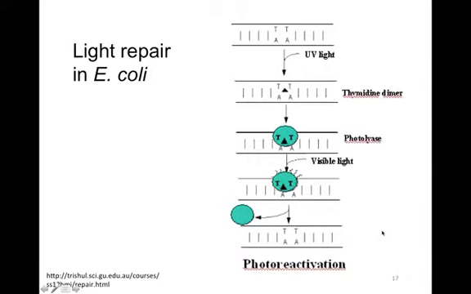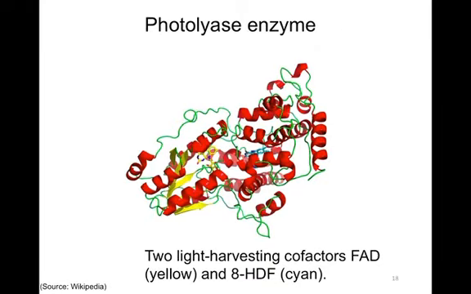Okay, so both of these types of repair are theoretically possible and well documented in general, and they wanted to understand how significant they were in E. coli. And then here's a molecular model of the photolyase enzyme, just because it's kind of neat. It's been very well studied.